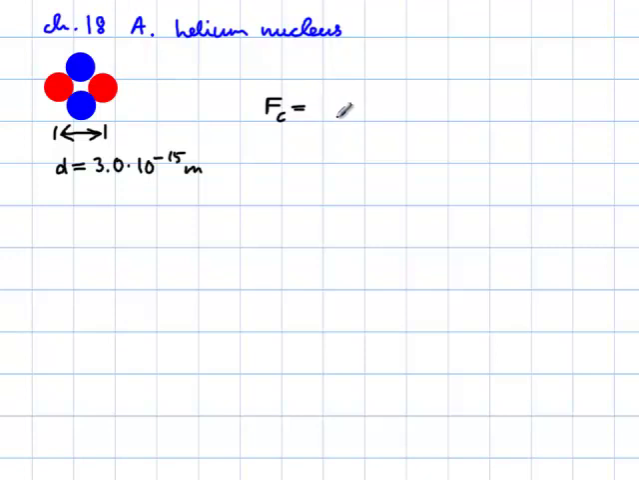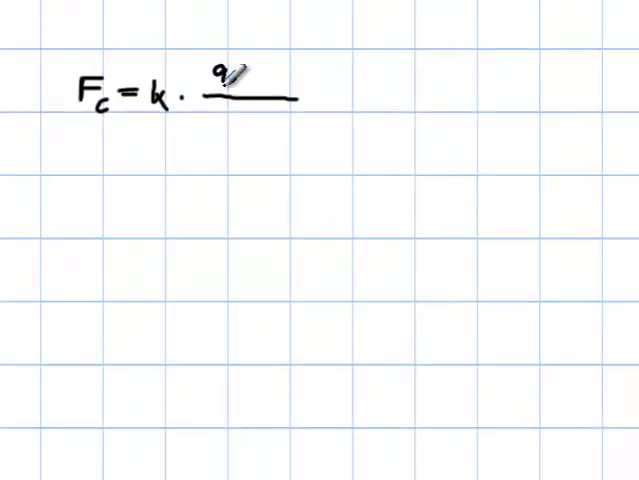equals the constant K times charge 1 times charge 2 divided by, and here I have to look if they use D for distance in our book, if they use R for radius, and they usually use R for radius.